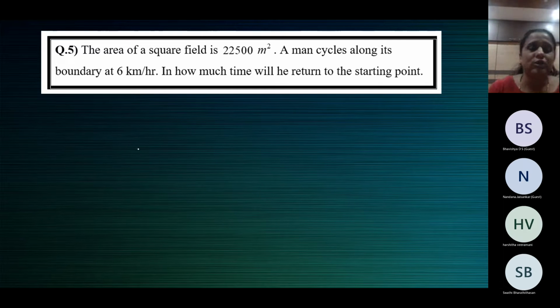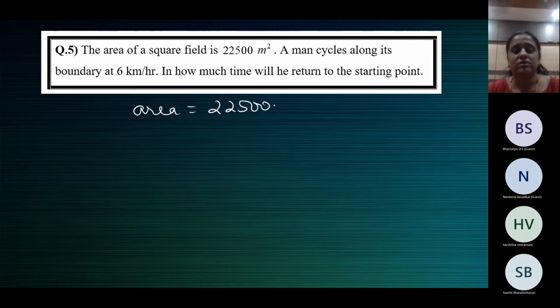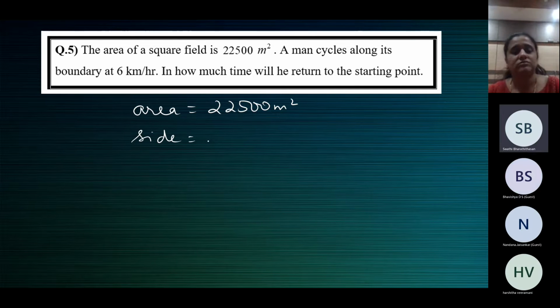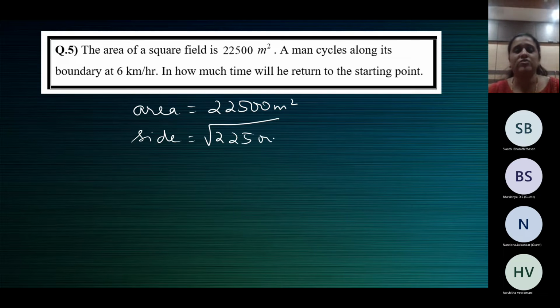So children, here the area of a square field is 22,500 meters square. So then what is the side? How do you find the side? Finding the square root of 22,500. What is the square root of 225? 15, ma'am. So 150, 15 and 2 zeros. So 150 meters. Side is 150 meters.